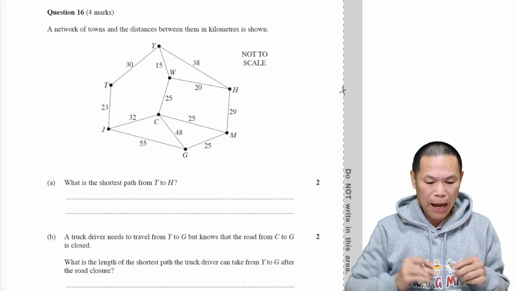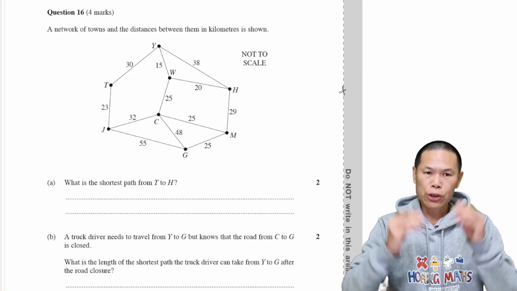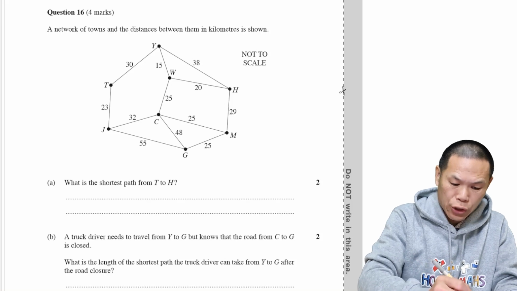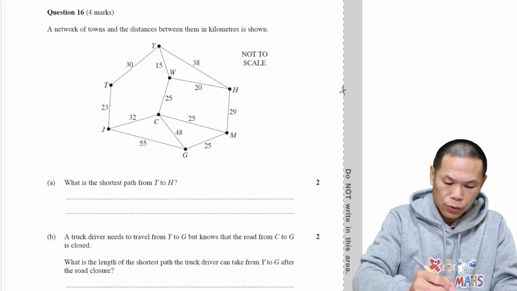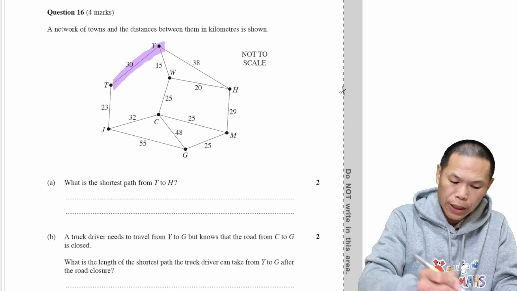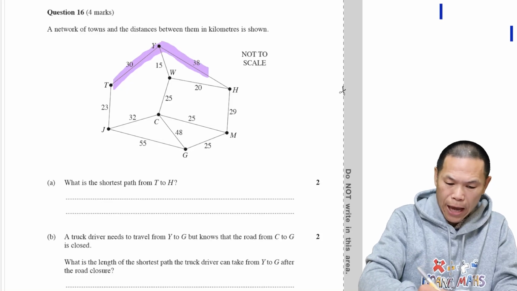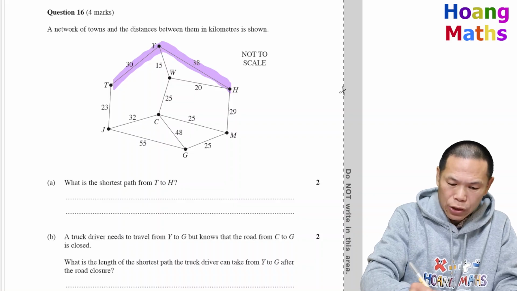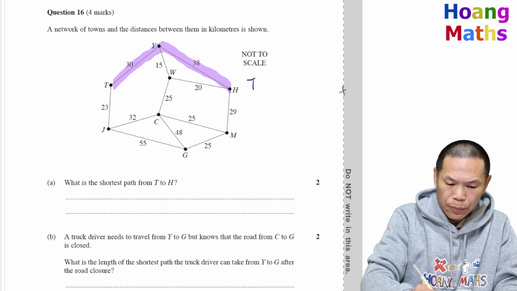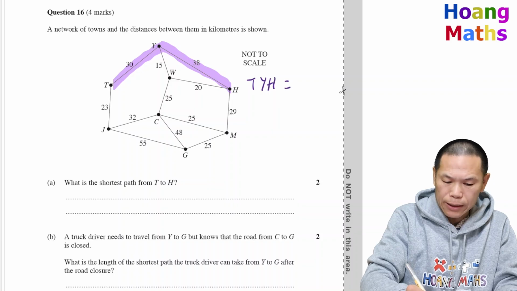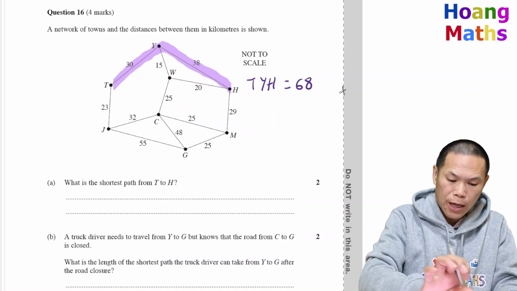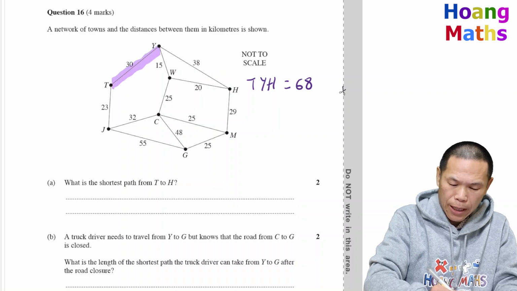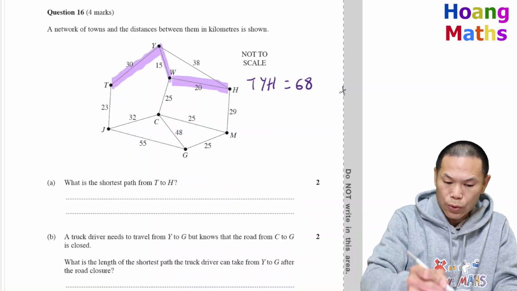What is the shortest path from T to H? So we just have to work it out by inspection. From T to H, we can go T, Y and H. That will give us 30 plus 38. So that means TYH will give us 68.